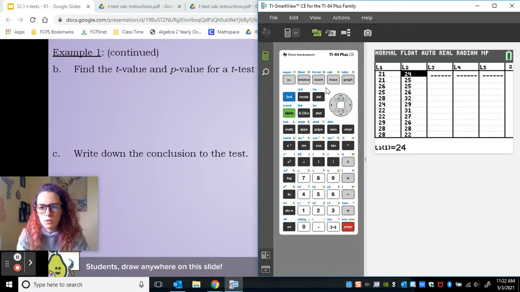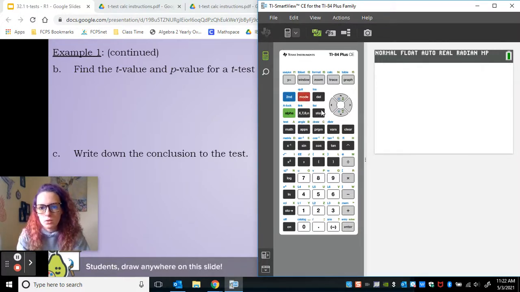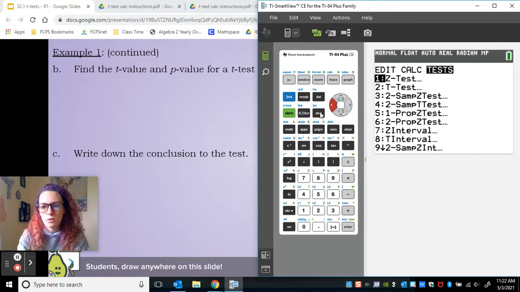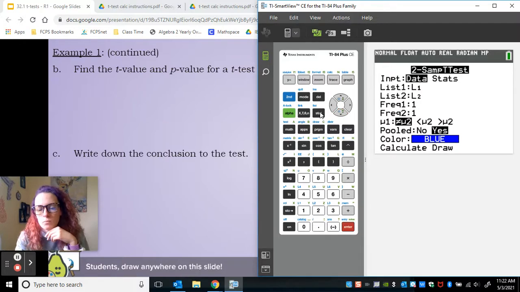Once you have all of your data in your list, you'll go to Stat and over to Calc, and we're always going to choose the two sample t-test because we have two different samplings that we're looking at. So in here, you got a lot of different options, most of which are going to remain unchanged. So my input is going to be data because I have data as my input. Depending on where you put your data, my data is in L1 and L2. So my list 1 and list 2 will remain the same.